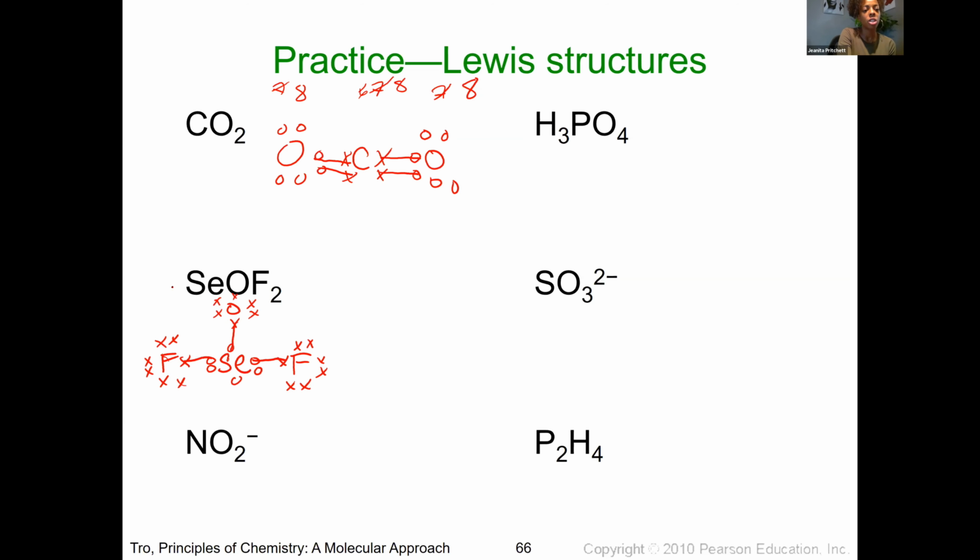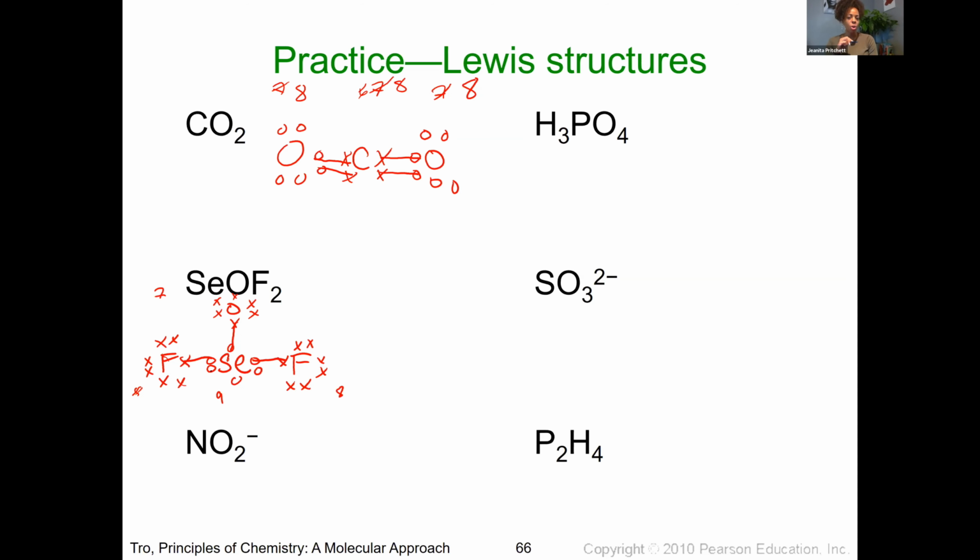Around the oxygen on top, we have 7. Around each fluorine, we have 8, so they're satisfied. Halogens are always the easiest to fulfill. And then around selenium, we end up with, well, it had 6 of its own. I'm sharing 3 more. We now have 9.